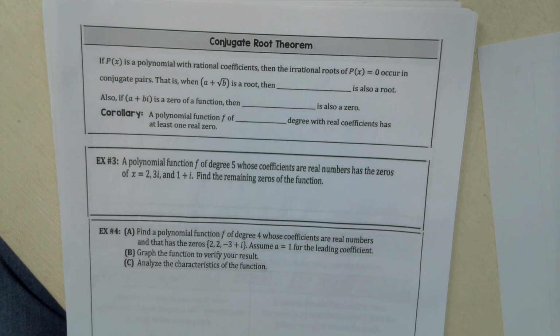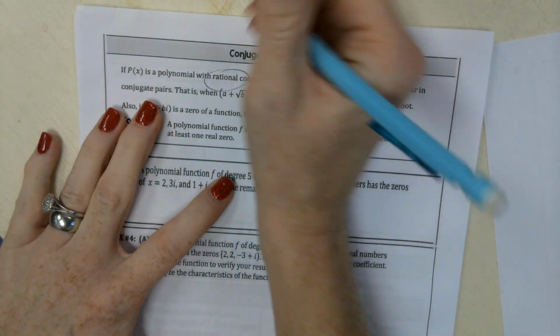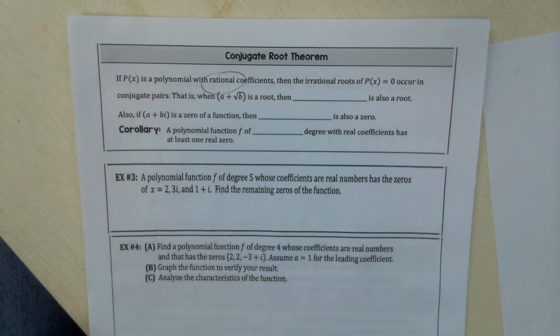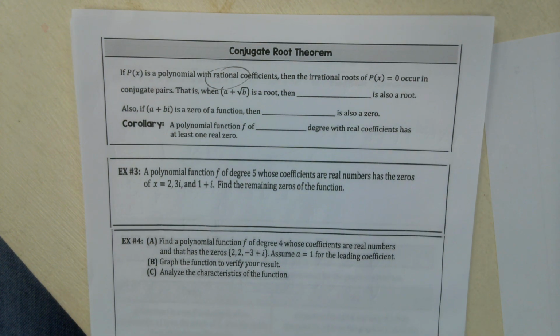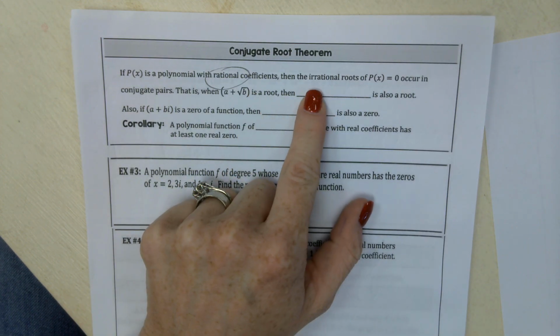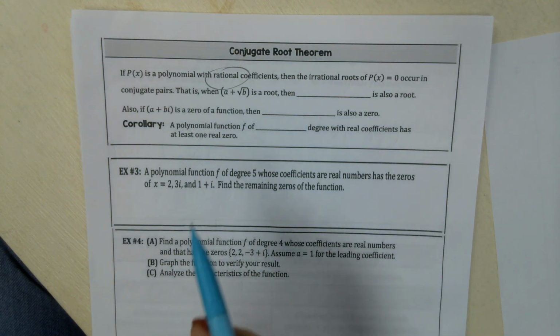If p of x is a polynomial with rational coefficients, first of all, rational numbers are numbers that can be written as fractions, and those fractions cannot have a denominator of 0. If p of x is a polynomial with rational coefficients, then the irrational roots of p of x equals 0 occur in conjugate pairs.